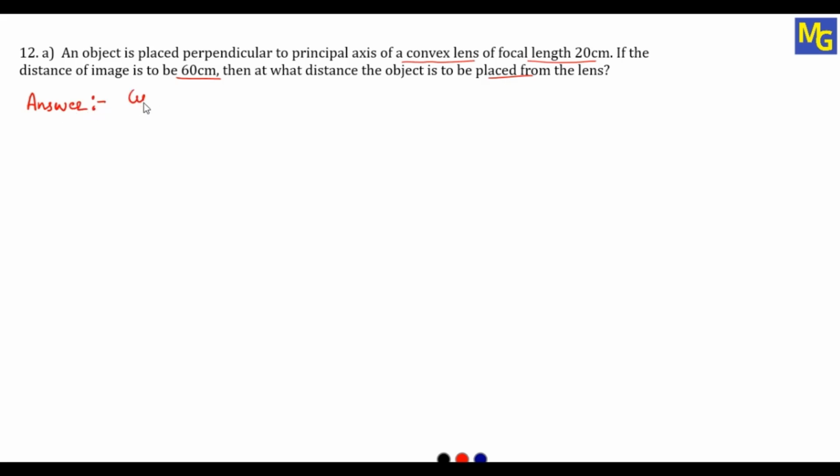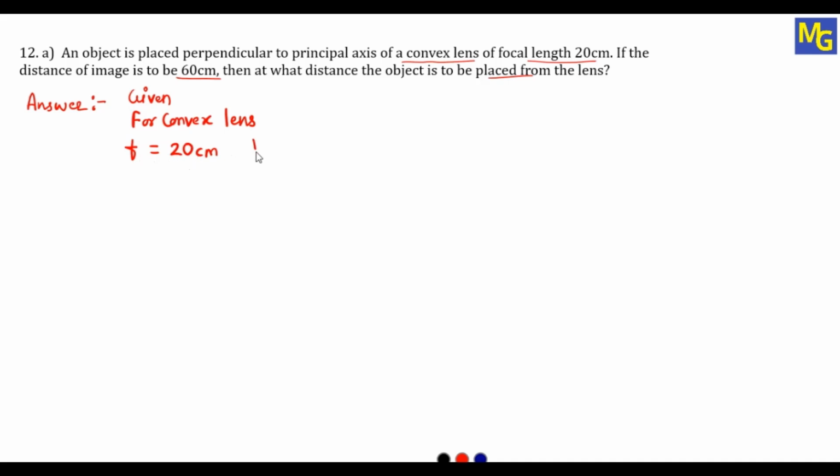So given, write down. We have focal length. We will also write it is for a convex lens. So for a convex lens we have focal length. Focal length is how much? 20 centimeter. Remember the signs you are going to take. For a convex lens, focal length will always be positive.